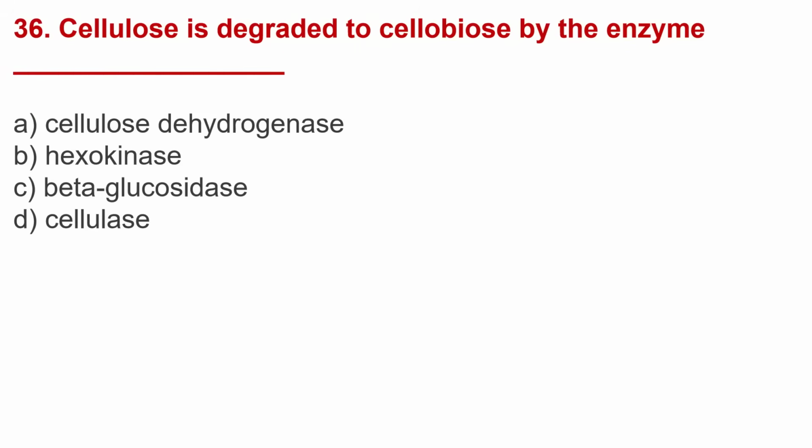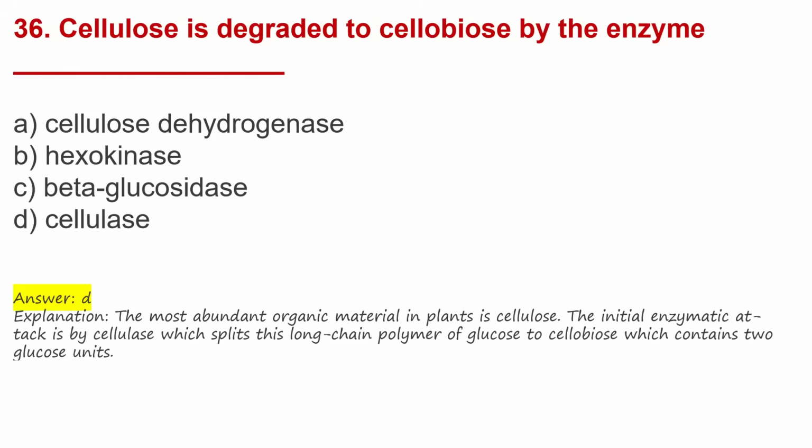Question 36. Cellulose is degraded to cellobiose by the enzyme A. Cellulose dehydrogenase, B. Hexokinase, C. Beta glucosidase, D. Cellulase. The answer is D. Cellulose is the most abundant organic material in plants, and the initial enzymatic attack is by cellulase, which splits this long-chain polymer of glucose into cellobiose, which contains 2 glucose units.